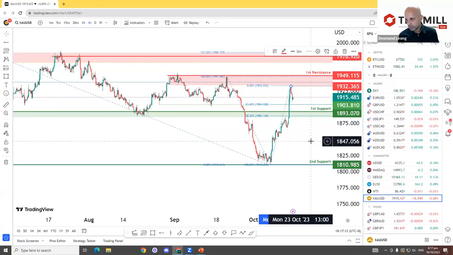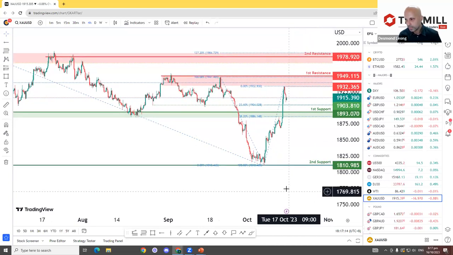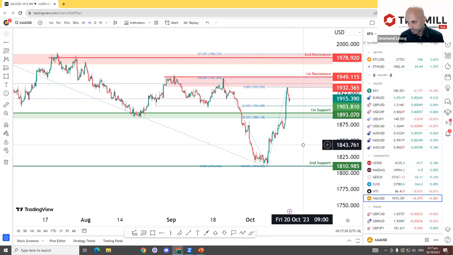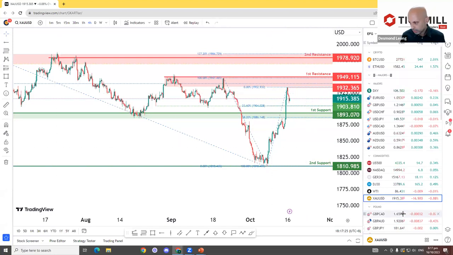Right, okay. So these are the levels that you should take note of for gold on the 4-hour time frame. All right, okay. Then we had oil. So let's quickly move on to oil.